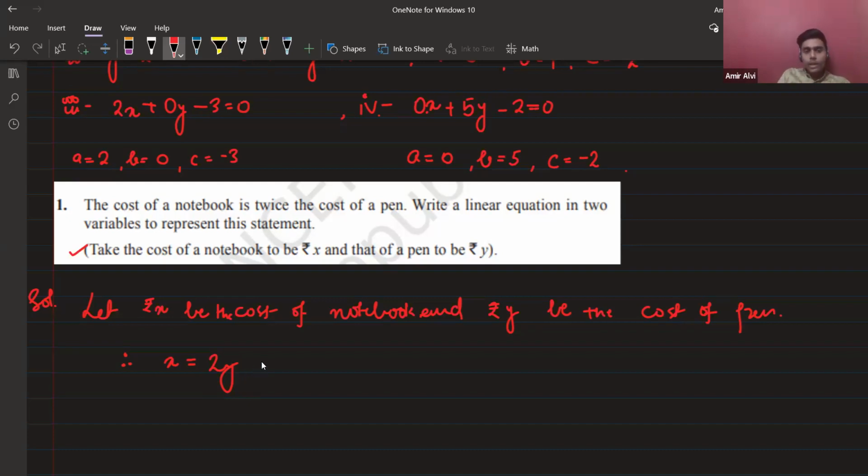So if I take this x minus 2y equals 0, that's our linear equation. This is also a linear equation. I'm not changing the terms; I have just taken all the terms to one side and equated them to 0. Any doubt, Simrat?